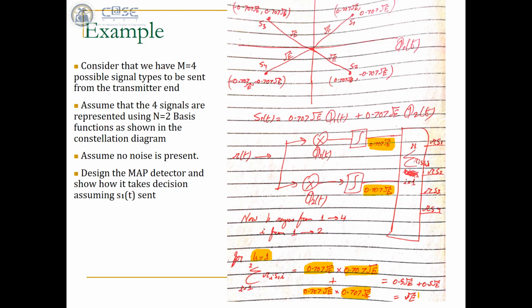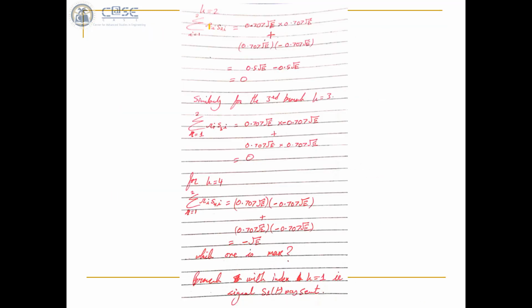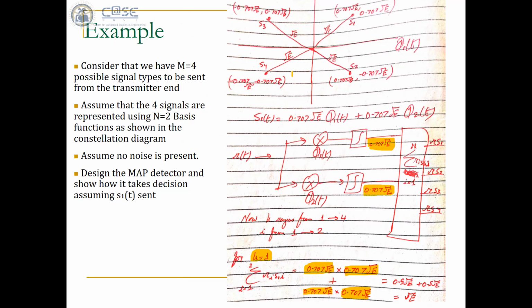The same process is repeated for other values of k. In the next slide, you can see for k equivalent to 2, you expand the summation like this, and you end up getting 0. If you expand them and substitute the values of r1 and s21 and r2 and s22, you end up getting 0. Let me tell you the values.